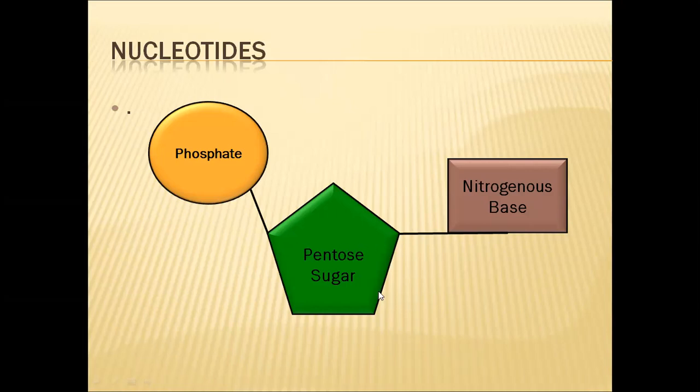This is the first carbon, this is the second carbon, this is the third carbon, this is the fourth carbon, and the fifth carbon is on the outside of this ring. So the phosphate group will be attached to the fifth carbon. In each nucleotide, the phosphate group is attached to the fifth carbon of the pentose sugar, and the nitrogenous base is attached to the first carbon. So this is a rule-like thing.